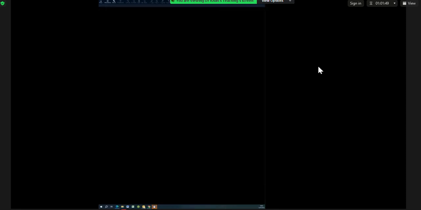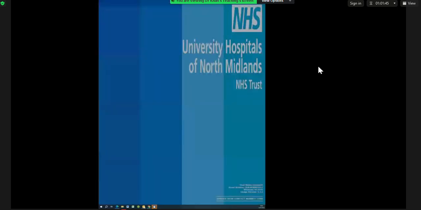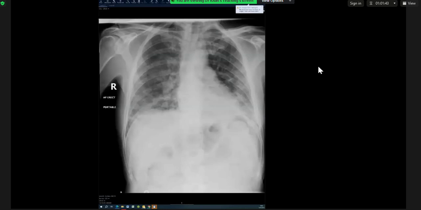Let's do one more. Have a go at this one. So the patient is a 78-year-old with increasing cough over the last 2 weeks.